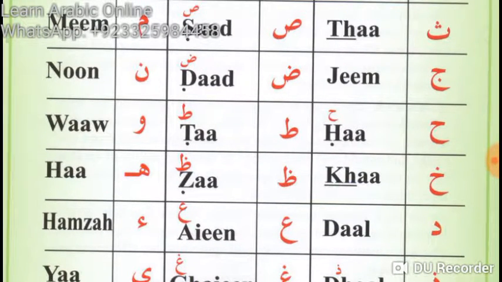Okay. Now repeat after me. The next letter is Ta. Say Ta. Ta. One more time. Better. Then say Hamza. Hamza.